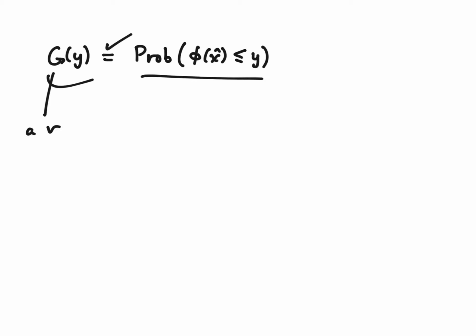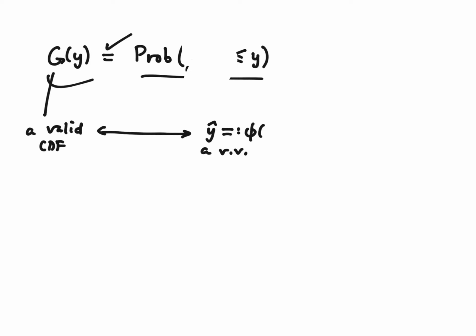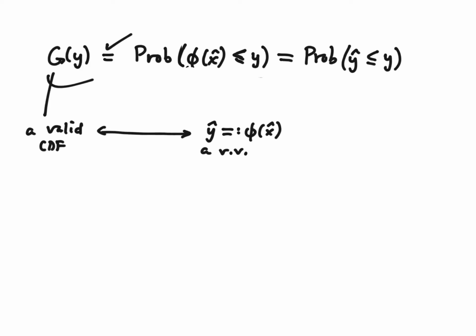Remember, G is a valid CDF, we just showed, and therefore it corresponds with a random variable. If I call this random variable y hat, meaning I just define phi of x hat as that y hat, then this probability here is by definition simply the probability that y hat is at most y. Because phi of x hat is simply a notation that stands for y hat, nothing else. So this is literally what it is.